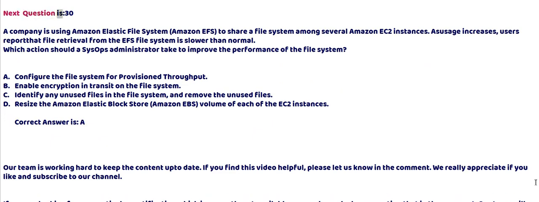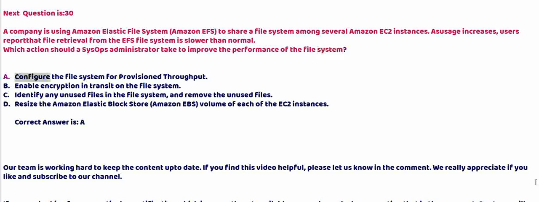Question is 30. A company is using Amazon Elastic File System, Amazon EFS, to share a file system among several Amazon EC2 instances. As usage increases, users report that file retrieval from the EFS file system is slower than normal. Which action should a SysOps administrator take to improve the performance of the file system?